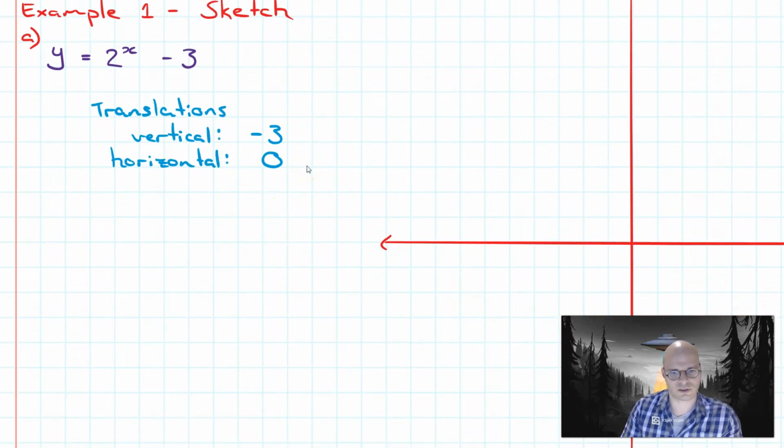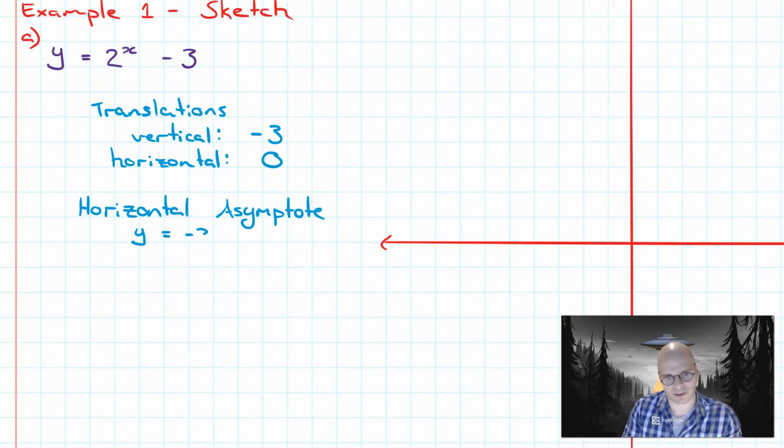Now, using these translations here, what we're going to say is that our horizontal asymptote is going to be at y equals -3.